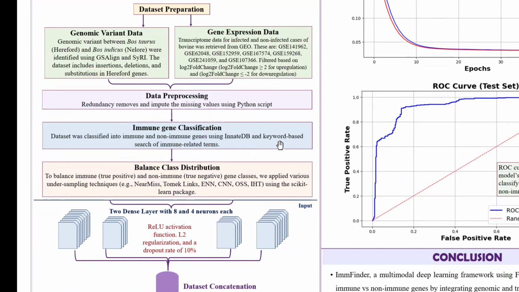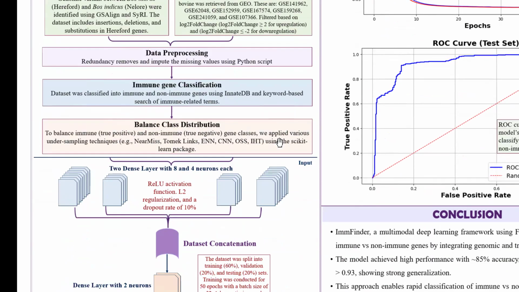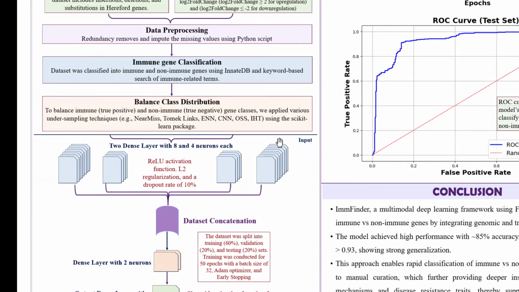So we classified our data set into two classes: immune and non-immune. Then we balanced the class distribution. Balancing true positives and true negatives is very important to prevent bias toward a particular class. We used 10 different undersampling techniques to balance the classes.